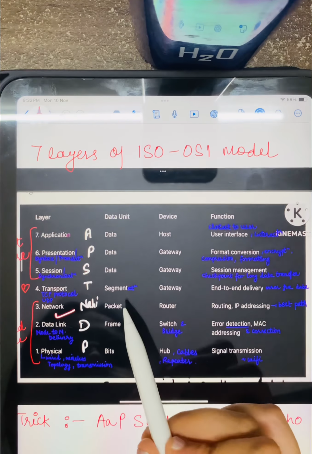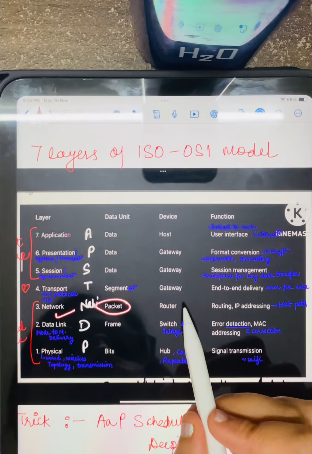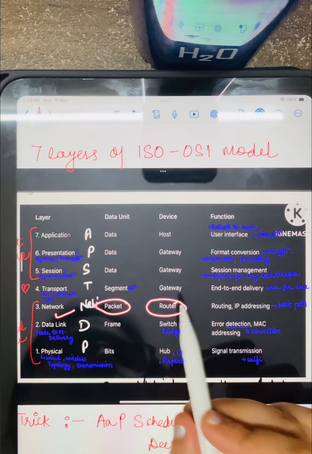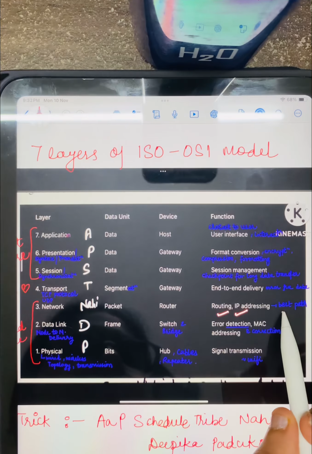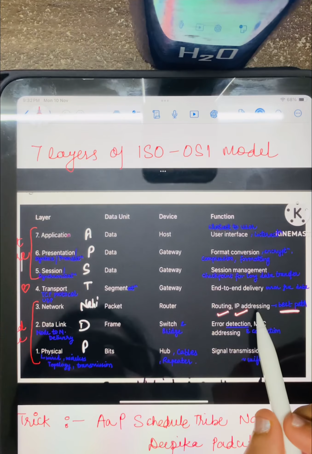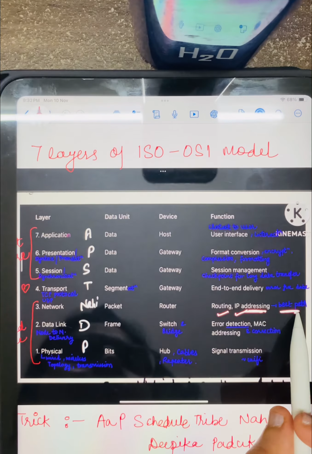Then comes network. इसकी data unit है packet. Device is router. You might have seen. Function is routing, IP addressing. It determines the best path. IP address determines the best path.